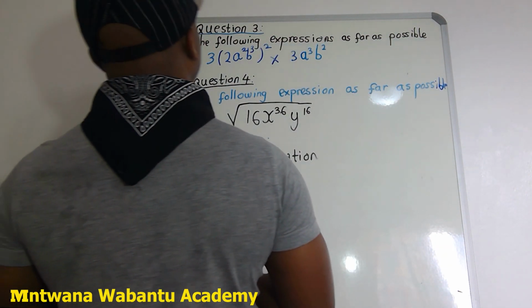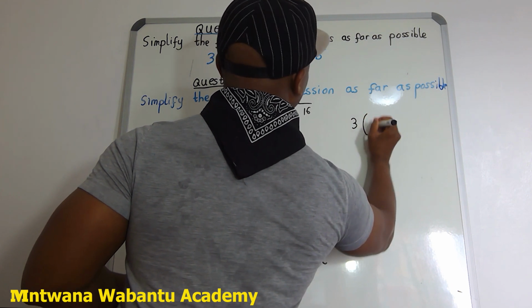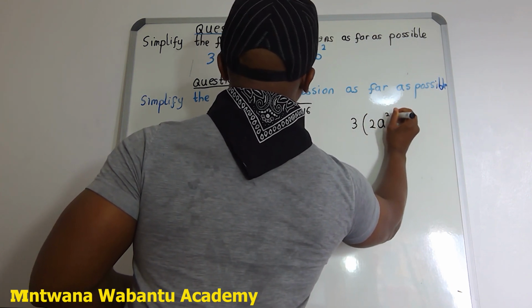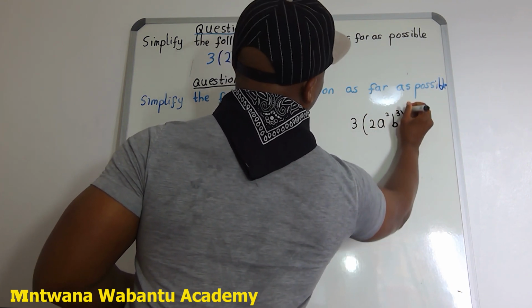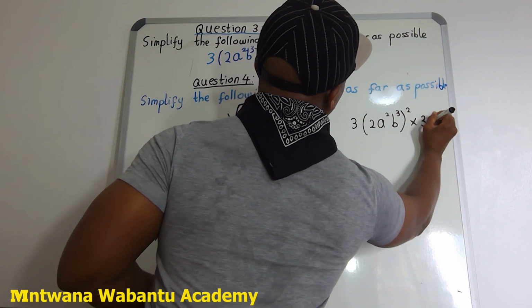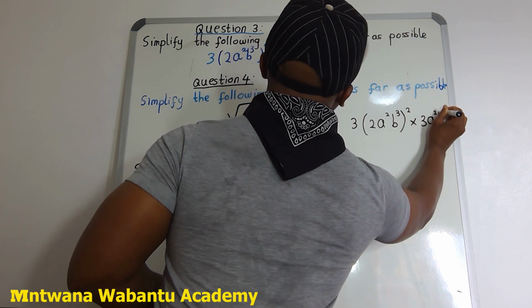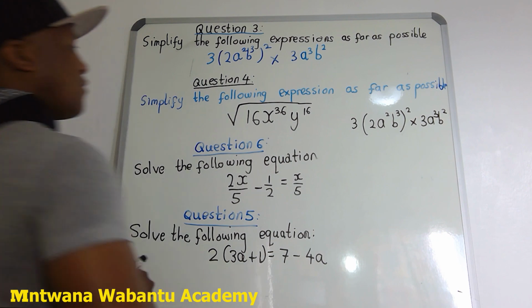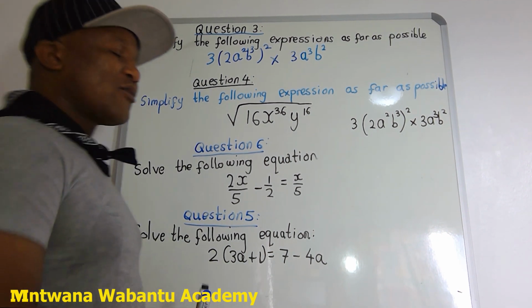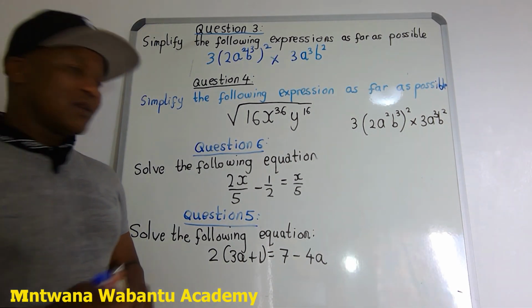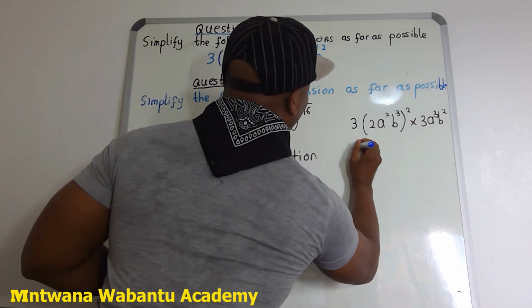Okay, so now we have 3, 2a square b cube, all square, times 3a cube b square. Okay, so what we're going to do first is from the BODMAS. We have a rule in mathematics like this one. This is called BODMAS. Let me write it. BODMAS.